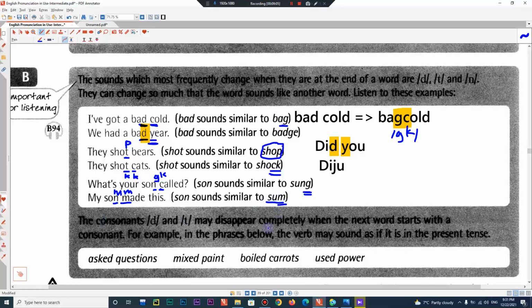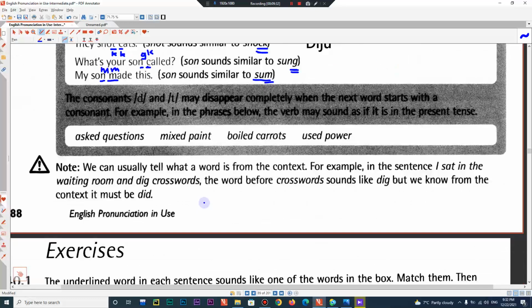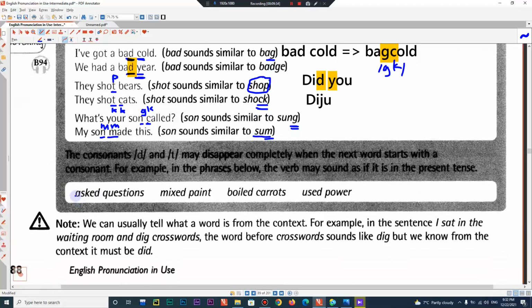Again, it's not necessary to do this, but if you know that it's going to help you improve your listening, right? But you don't have to do this, especially since some of them are really not easy to produce, or they might not come to your mind at the time. That's fine. You can just go ahead and pronounce it like my son made this. It's still understandable, no problem. So don't bother a lot with these pronunciations. And here we have some more examples. So let's listen to them as well.